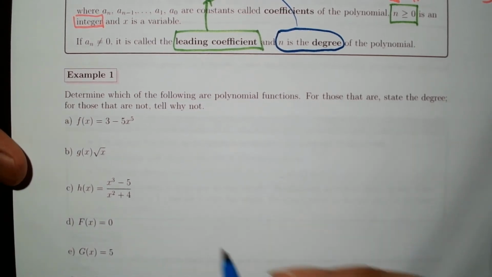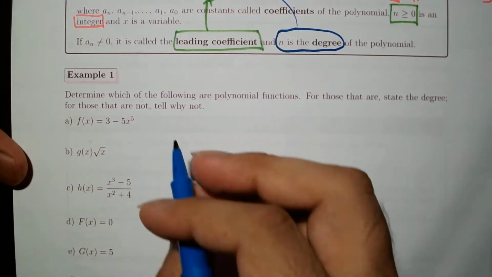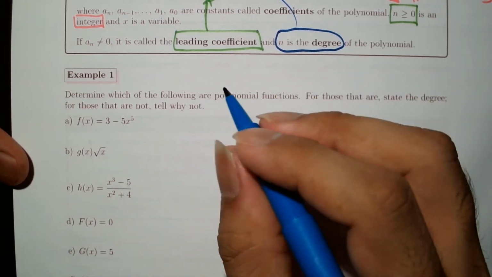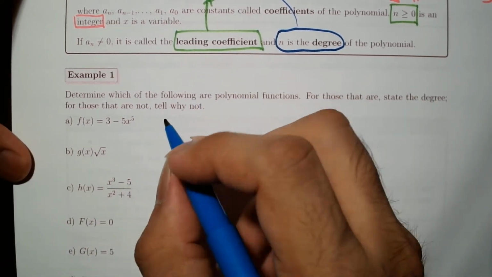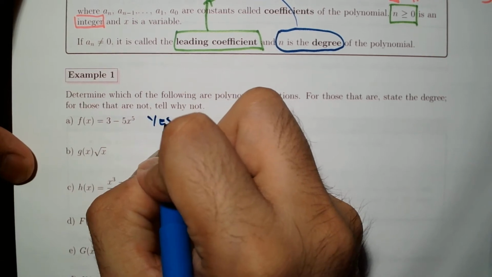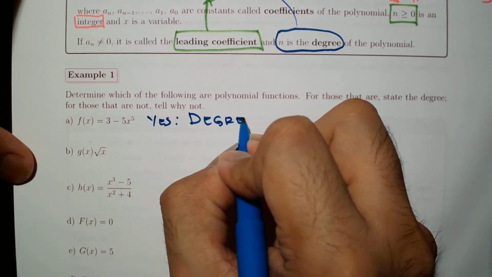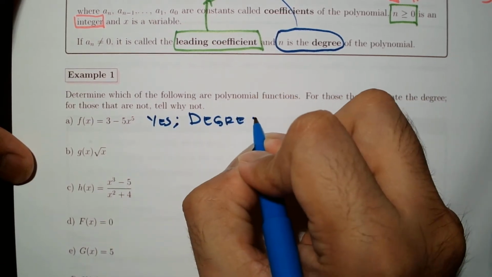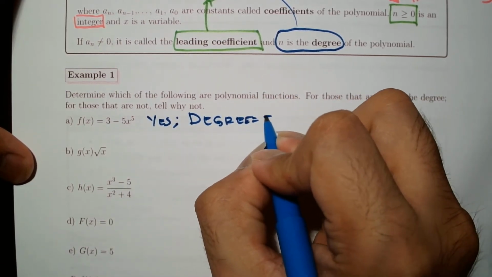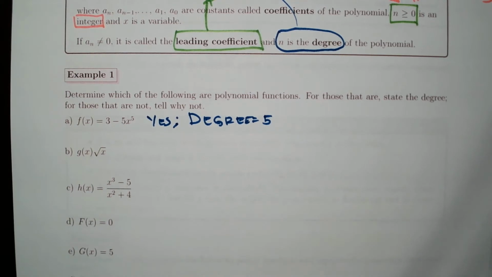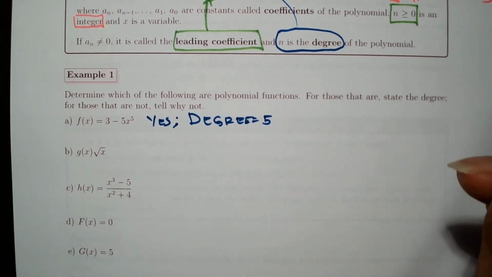So in this case, the first one, it's a polynomial function. Yes, and the degree is 5. It's a fifth degree polynomial.